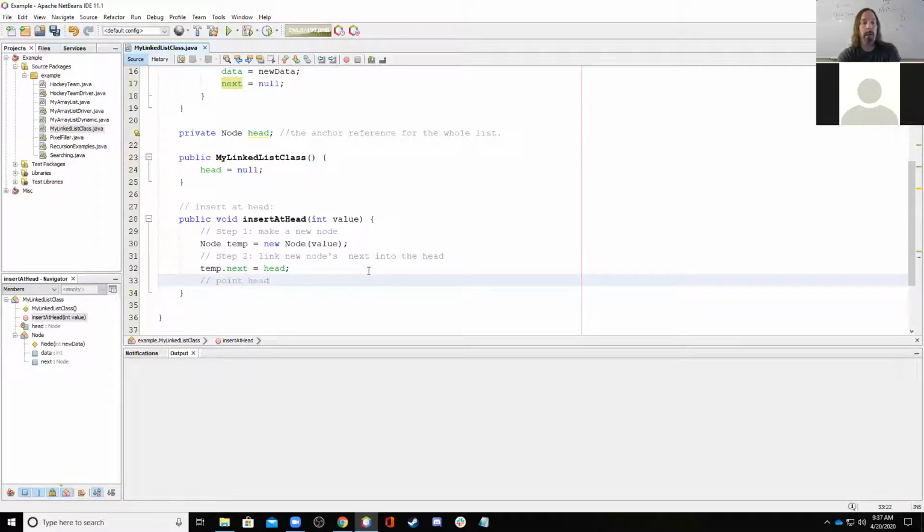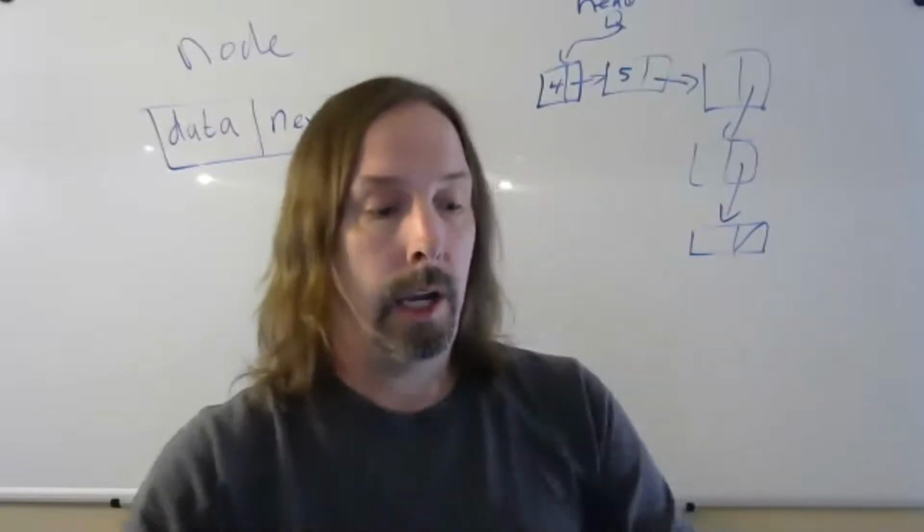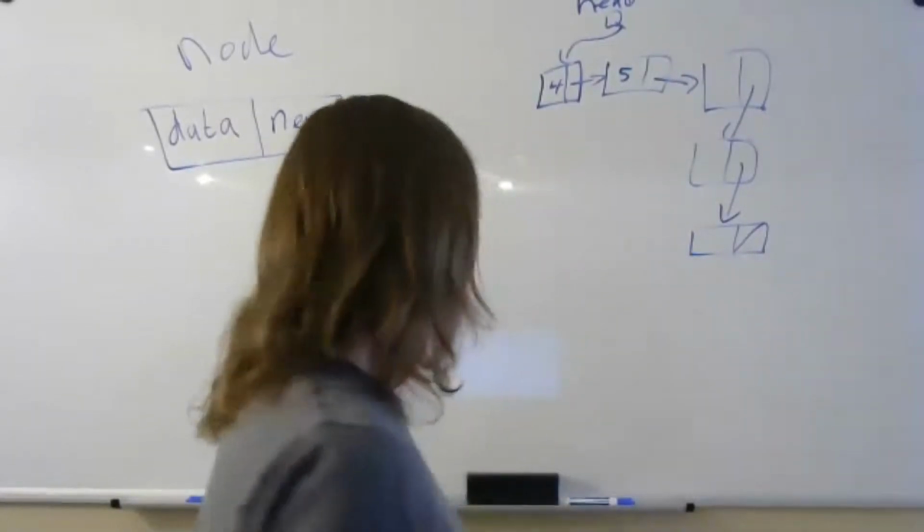point head at new node. I need to point the head reference at the new node because this new node is now the new head node. Well, that's real easy. I just say head equals temp, and that's it. So these three steps enable me to weave it in. Now, let me stop the share so I can talk again, and let's talk about why this works so well.